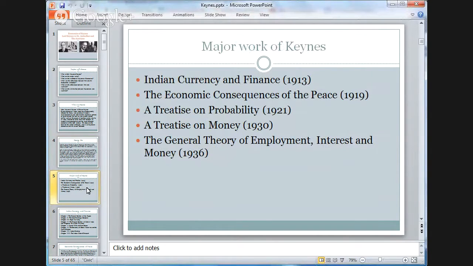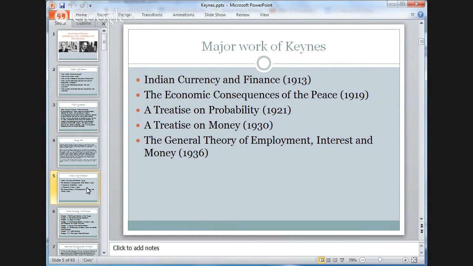So the major works of Keynes: his first book was Indian Currency and Finance, which we will look into, like what was the contents of that book, in a little while. The next book he wrote was on the Treaty of Versailles, which was in 1919 after the World War, where he wrote The Economic Consequences of the Peace.